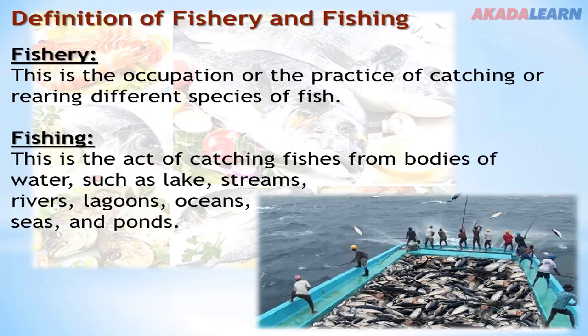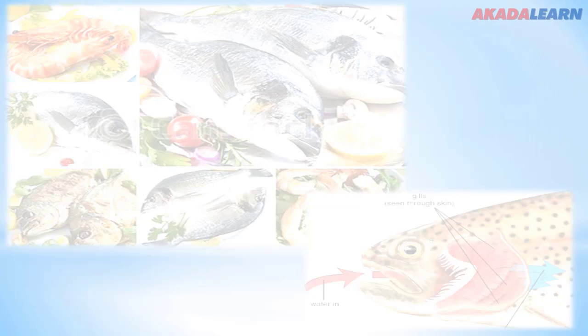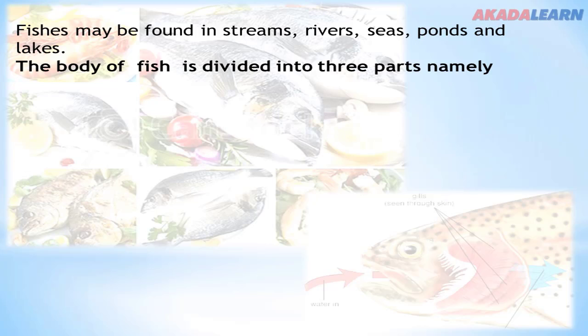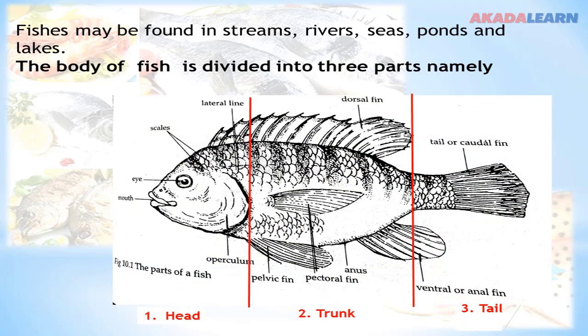Examples of fish are tilapia, catfish, carp, mackerel, skate, ray and mudfish. Fishes may be found in streams, rivers, seas, ponds and lakes. The body of fish is divided into three major parts, namely the head, the trunk, and the tail.